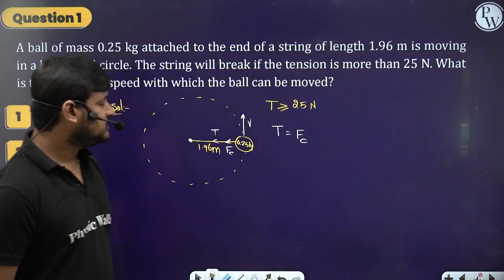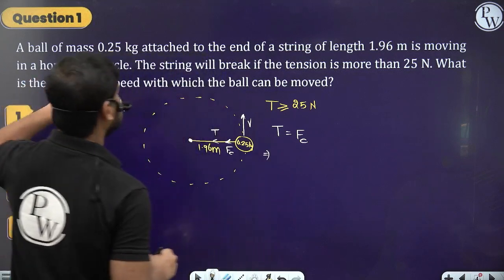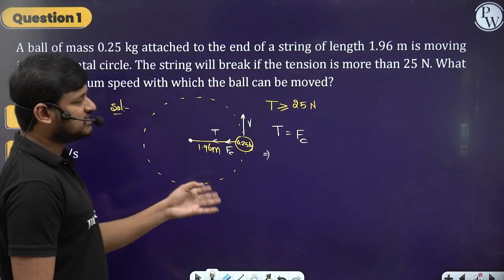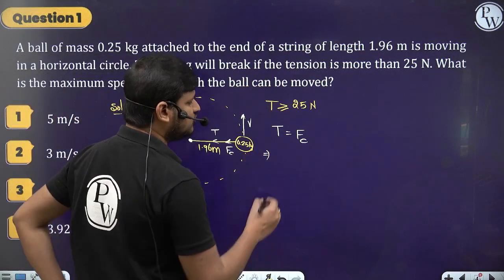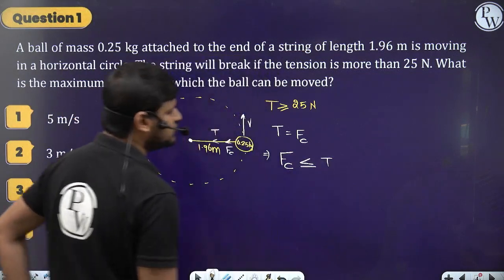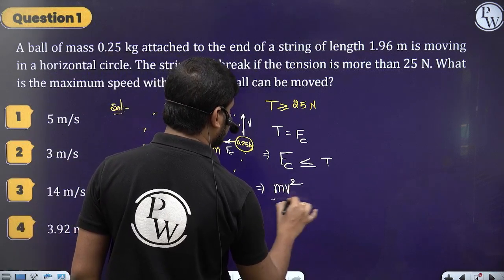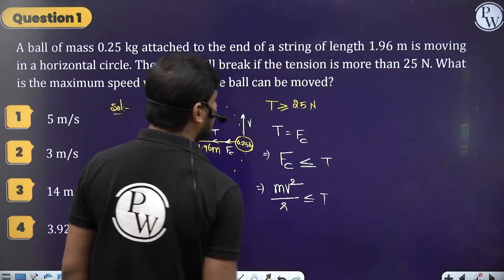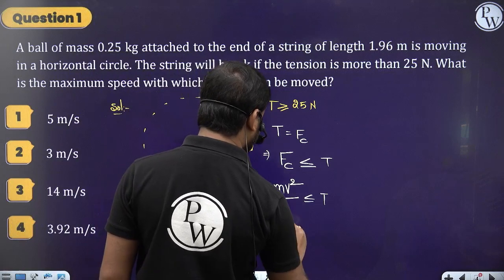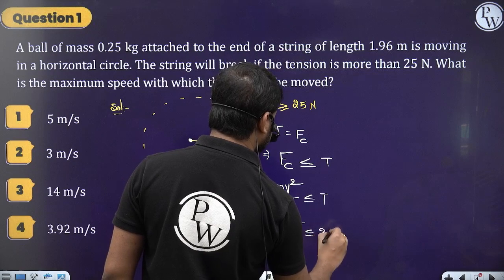So T is equal to Fc, right? Now in this particular situation, they are saying the string will break if the tension exceeds 25 newtons. That means your centripetal force should be less than or equal to T. Yes or no? So mv square by r is less than or equal to the maximum tension. From here find the V value. So mv square by r should be less than 25 newtons.